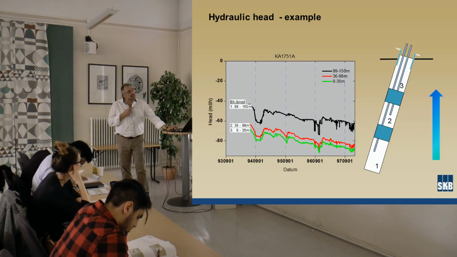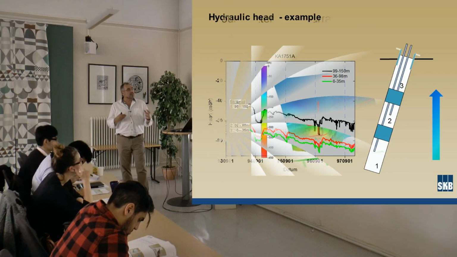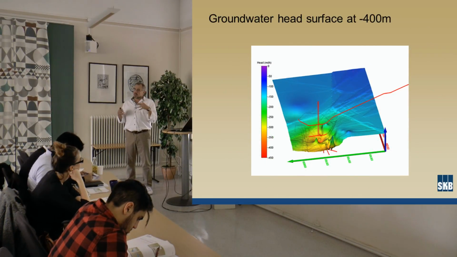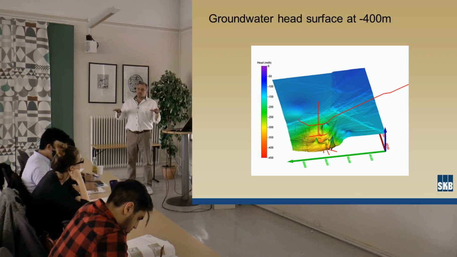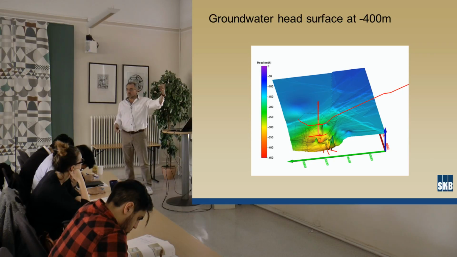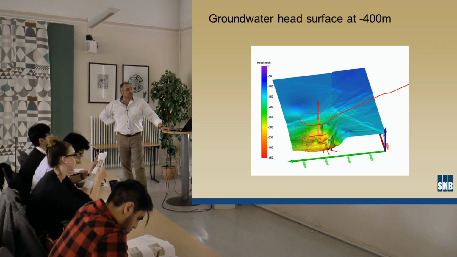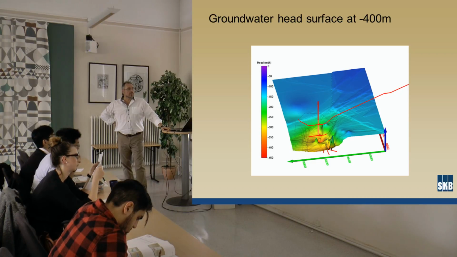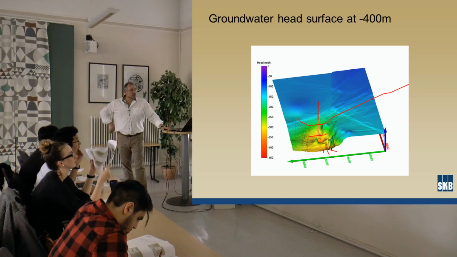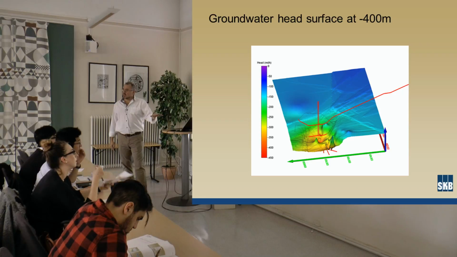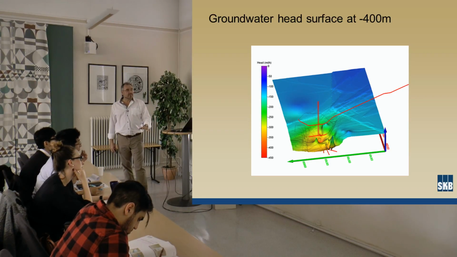And so that is in one borehole. Now we have different boreholes. With that we can tie these different heads together and produce a map with the same potential for a certain level. This represents measurements done at the Esbjerg laboratory, where we have quite a lot of measurements done continuously, which shows the groundwater head at 400 meter level, so at 400 meter depth.